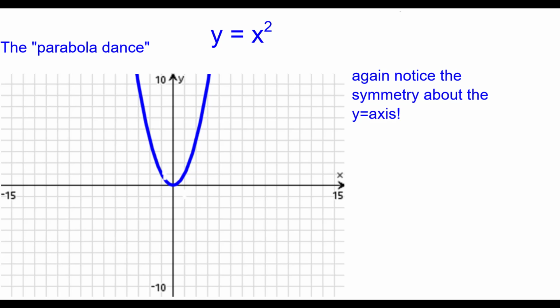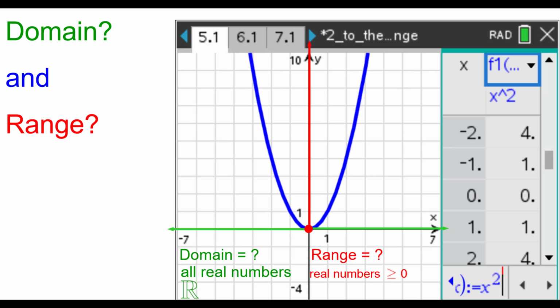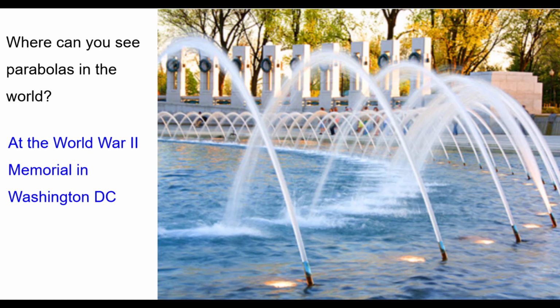Also notice the symmetry about the y-axis. Domain and range is something else we want to talk about, and we talk about how the domain is all real numbers and how the range is 0 and the numbers greater than 0. We also point out where can you see parabolas in the real world, and this is taken at the World War II Memorial in Washington, D.C.